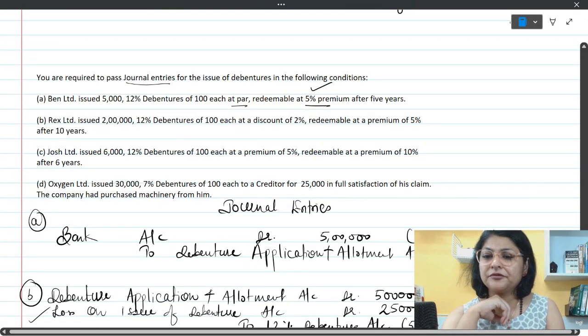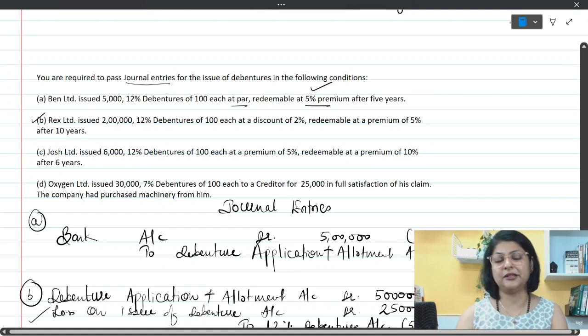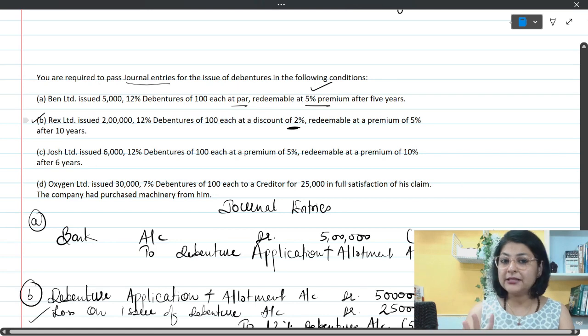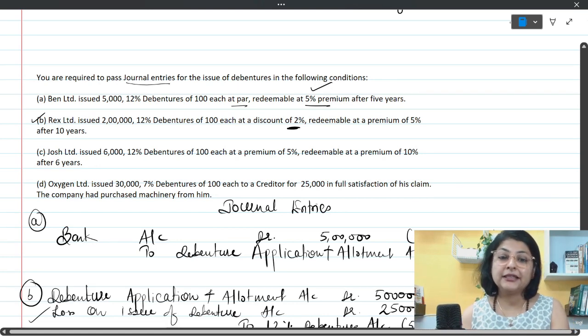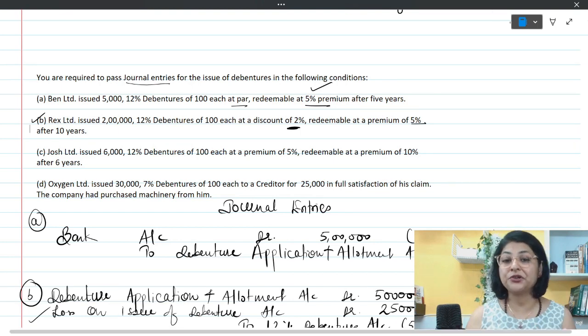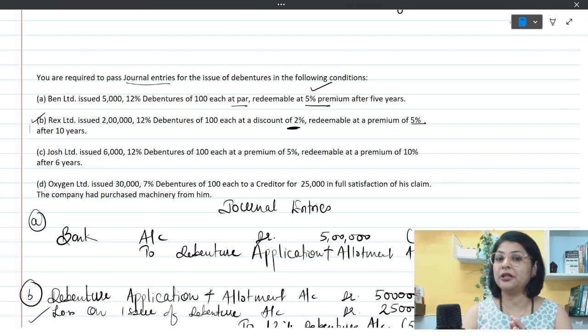The second part of the question is Rex Limited issued 12% debentures of rupees 100 each at a discount of 2%. Meaning while issuing the debenture, we have a loss of rupees 2 per debenture, and these debentures are redeemable at a premium of 5%. So a total of 7 rupees loss is there. 2 rupees belongs to discount on issue of debenture and 5 rupees belongs to loss on issue of debenture.